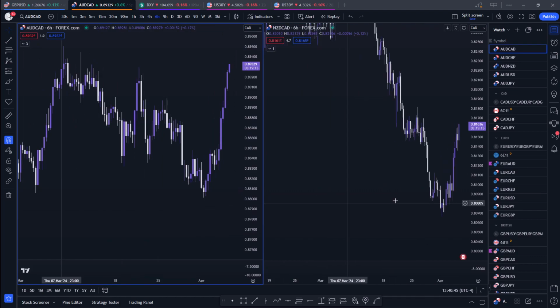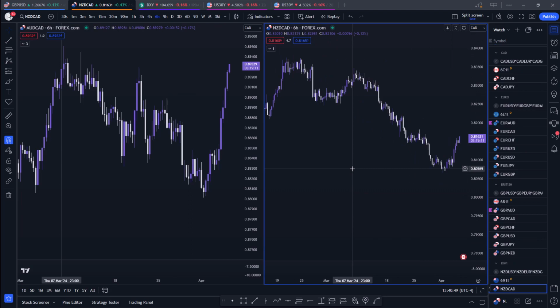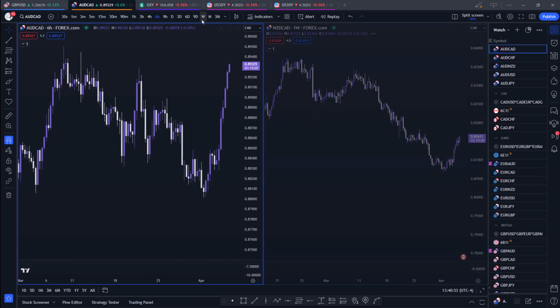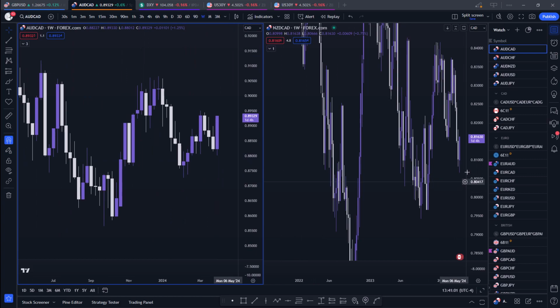For example, I know we have an SMT, a massive SMT divergence in these two pairs because I was looking at it recently. But yeah, let's see.